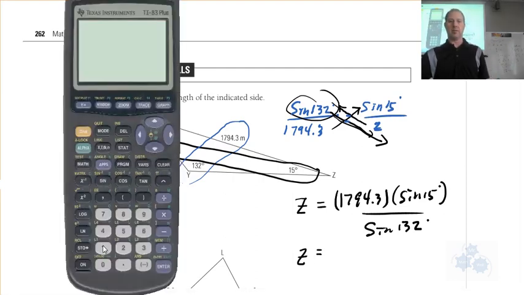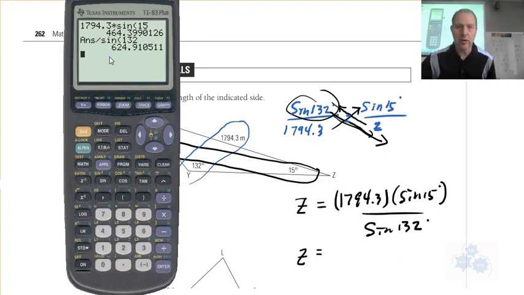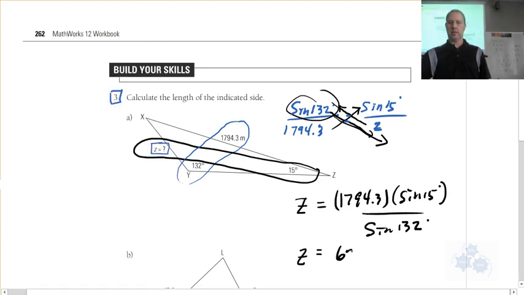So let's get some more practice real quick. So we'll turn our calculator on. 1794.3 times sine of 15, and I'm going to hit enter. Okay, I'm going to use that number, and I'm going to divide that by sine of 132. Should be 624.9.